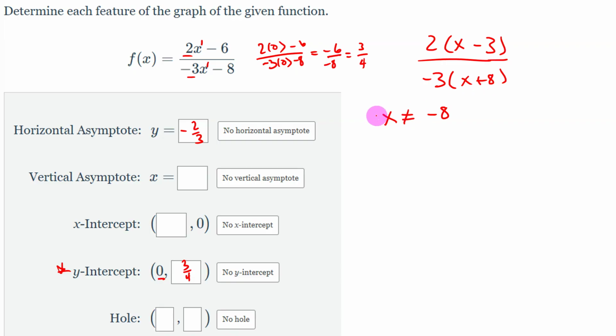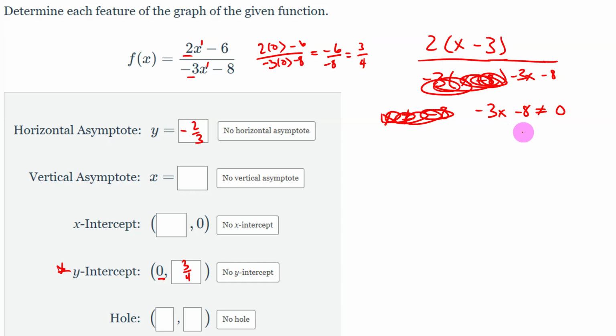Oh, no, I'm sorry. I messed that up. I can't even factor that bottom. Negative 3x minus 8, I can't factor a 3 out of that. I'm not good with numbers. So negative 3x minus 8 can't be 0.